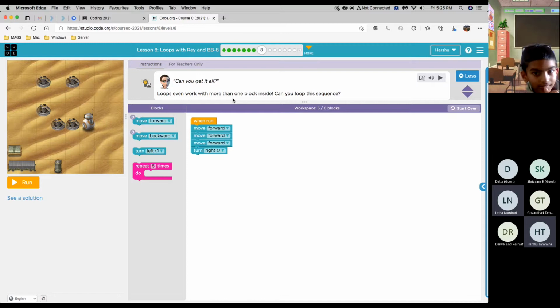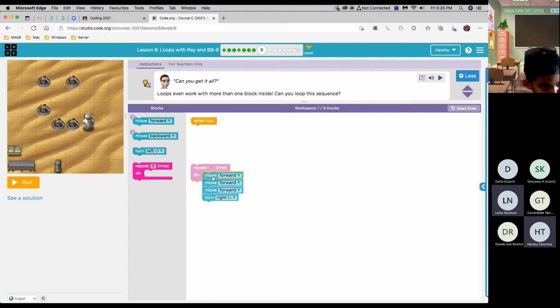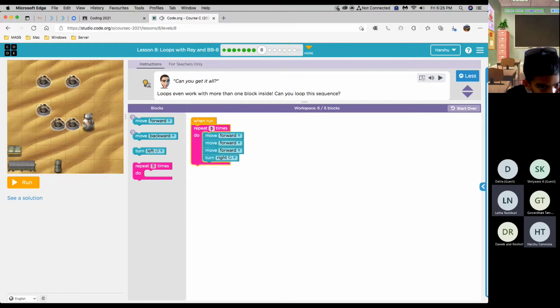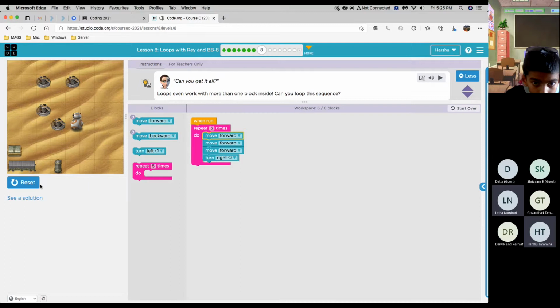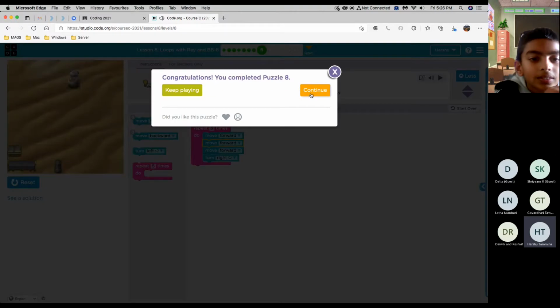All you have to do is put a repeat block, and add all of that stuff that's already there into the repeat, and then set it to 3. Does everyone think it's correct? Yes. Okay, let's run and see. That's correct. Good job.